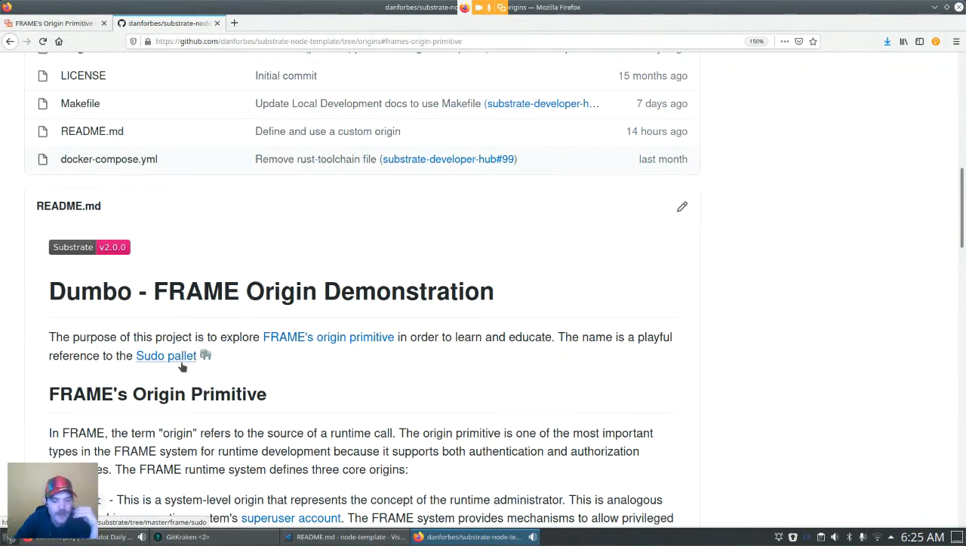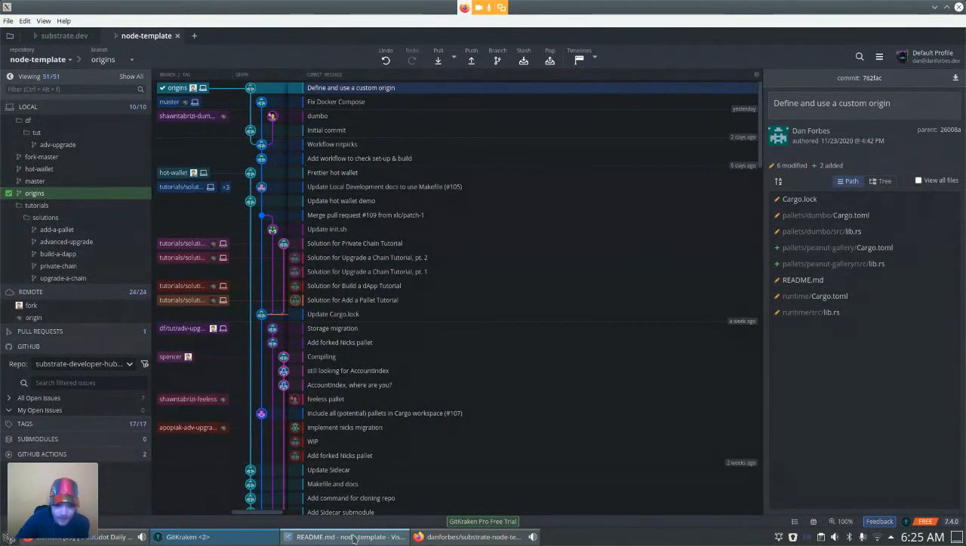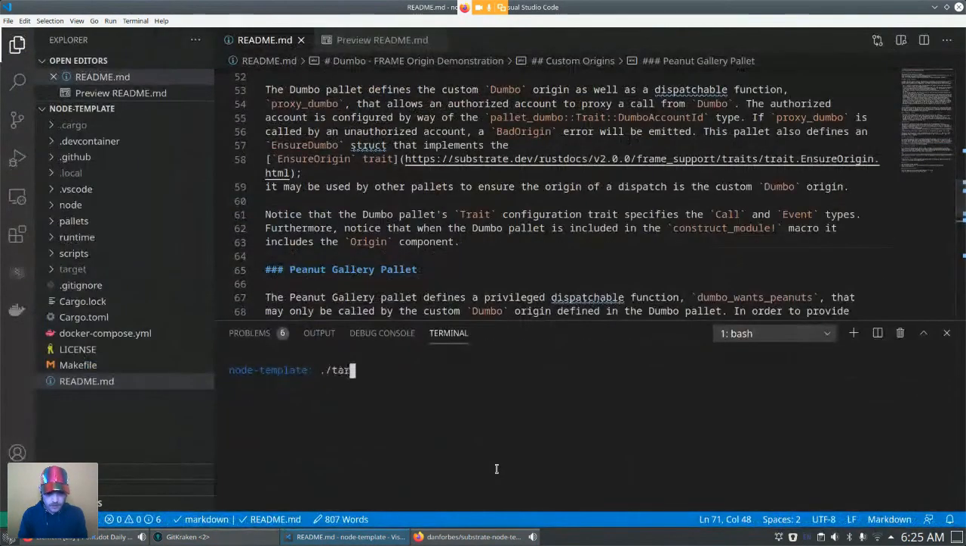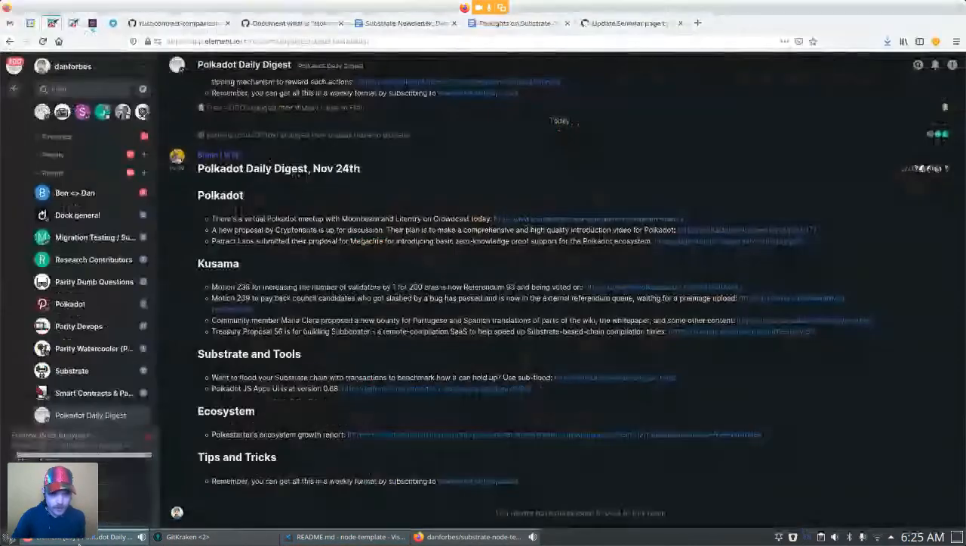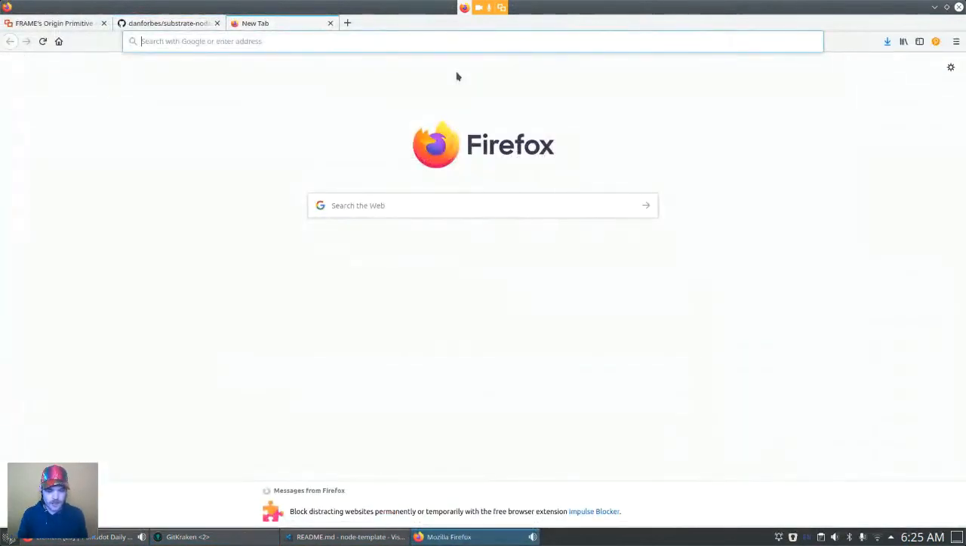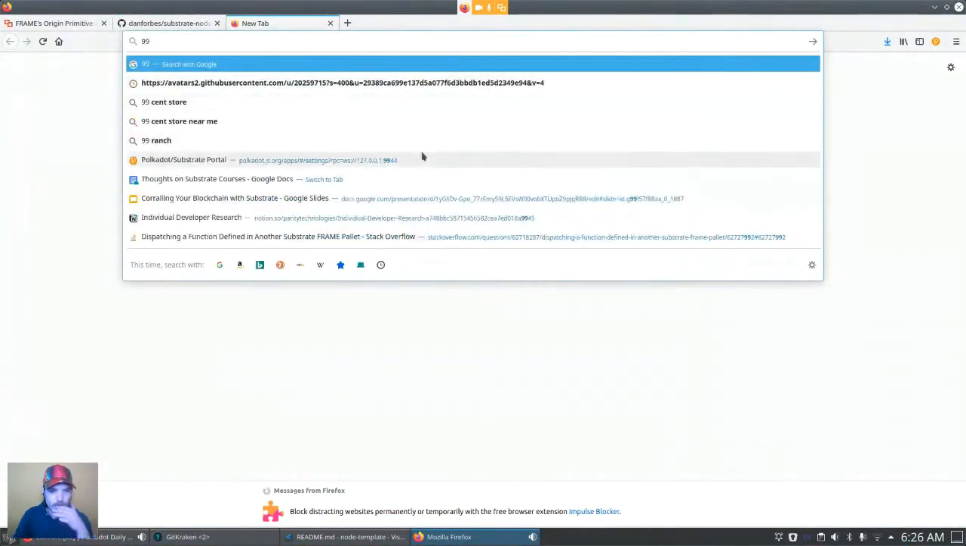So yeah, definitely learn more about the Sudo pallet. Honestly, in some ways, what we're doing today is re-implementing the Sudo pallet, but in a really silly, hopefully fun way. Okay, so I'm on the right branch. Let's go ahead and start up this chain. Now I'm going to connect to this chain in Apps UI.